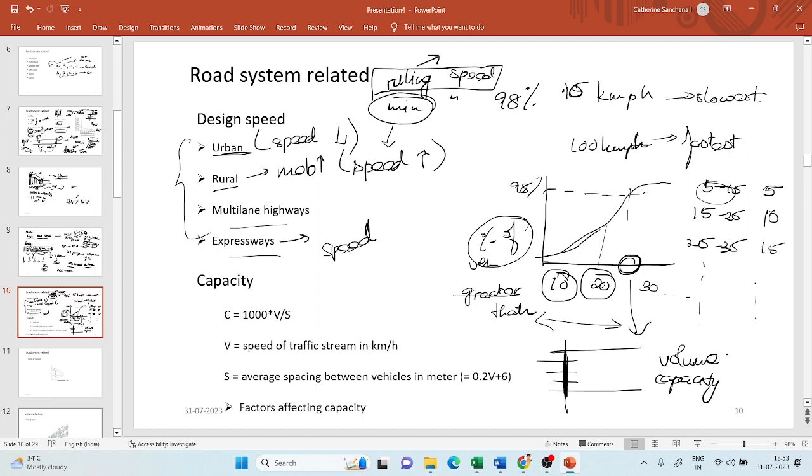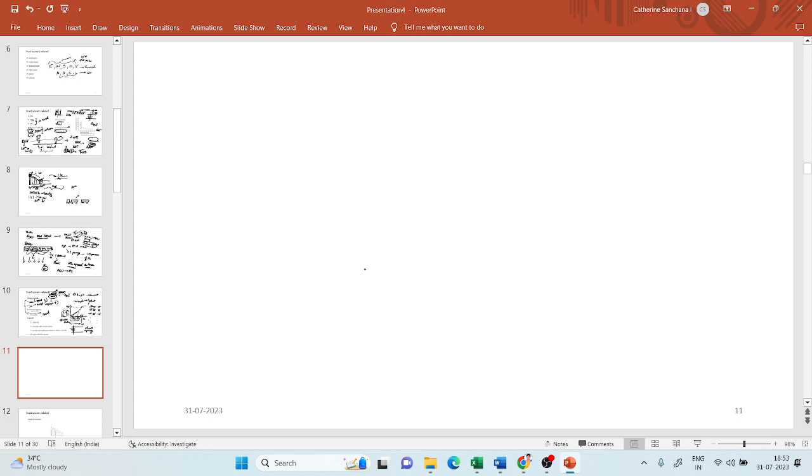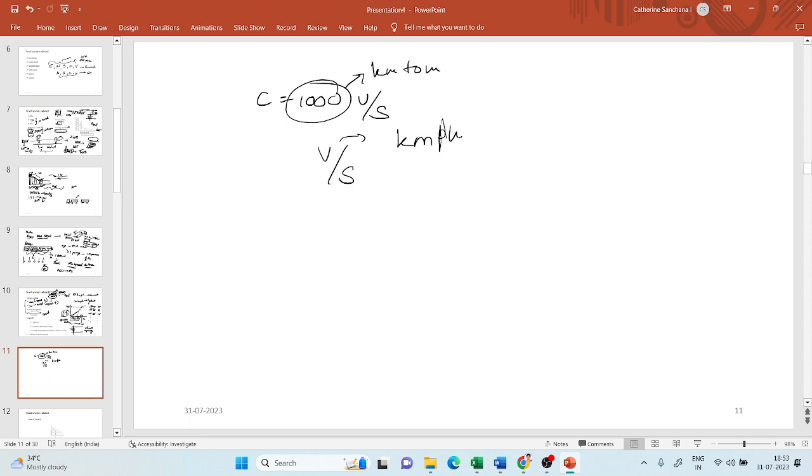This is known as capacity. Now, how is this calculated? So this is given by C equals 1000 into V by S. This 1000 is nothing. It is just to convert kilometers to meters. So it is simply V by S. What is V? V is speed. Speed is in kilometers per hour, or it can be in meters per second. And what is S? S is the spacing between the vehicles, which is maybe in meters.